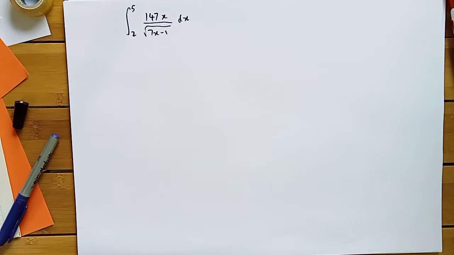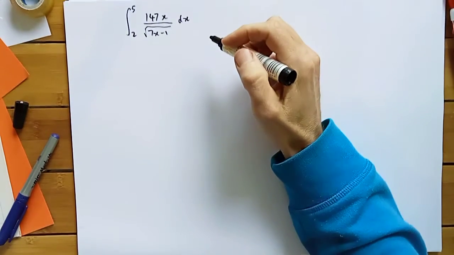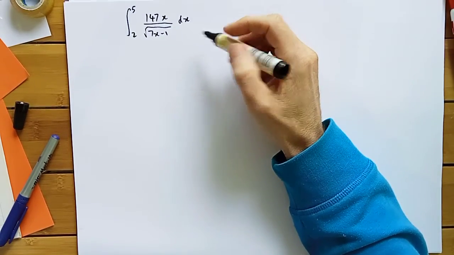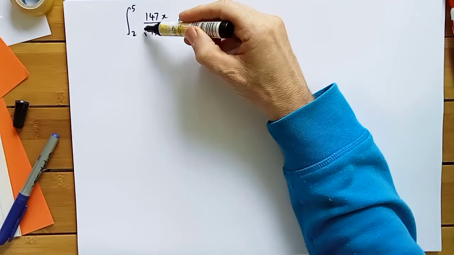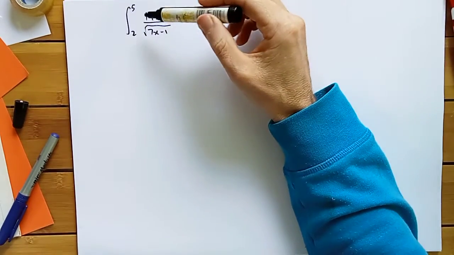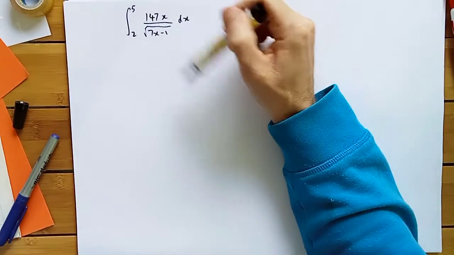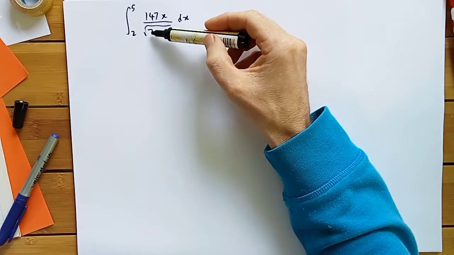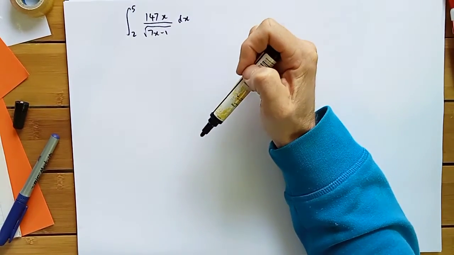Alright, here's a good question. It's using something called the substitution method, which is a bit like the chain rule in differentiation. But when you start looking at it, you think, well, it's a really weird number, 147. I wonder why that's there. It seems to be related maybe to the 7 here. That's the first thing I notice.